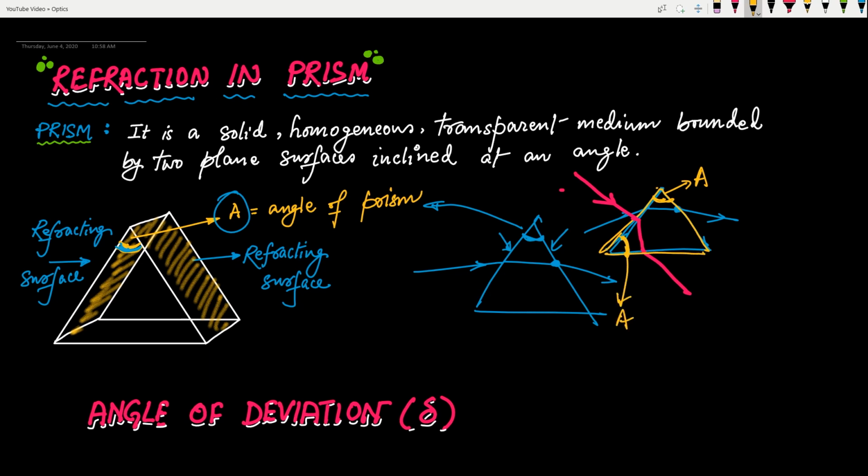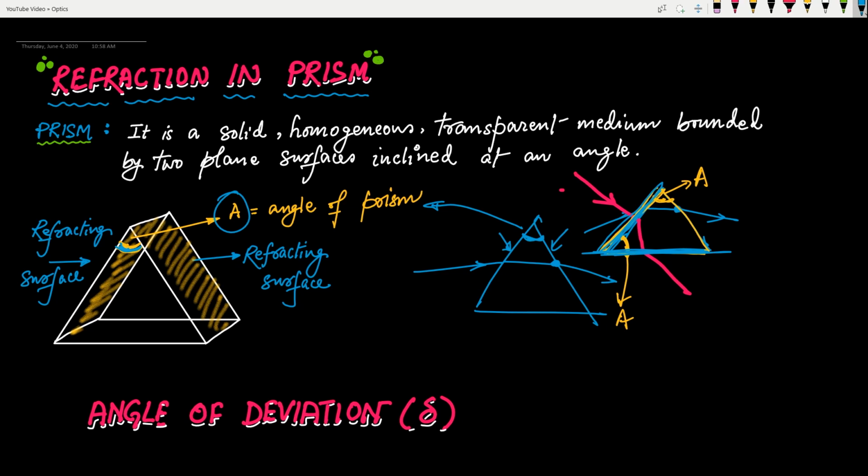Why? Because the refracting surface now is this one, as you can see. Let me pick another color. Now this blue one is actually the first refracting surface and the second one is this one. Okay, I hope this is clear. So the angle between the two refracting surfaces is actually the angle of prism. I hope the concept of angle of prism is now clear. This is all about the definition of prism and angle of prism and refracting surface.